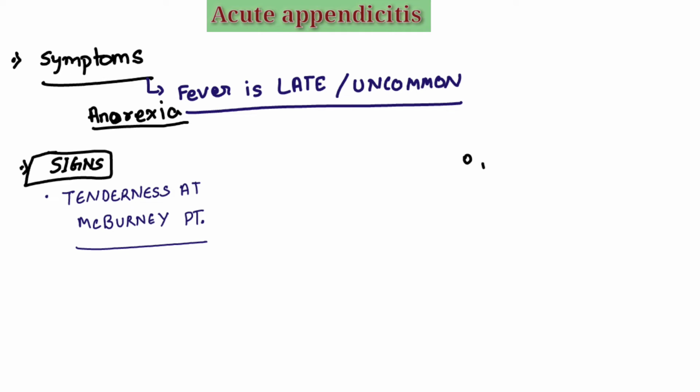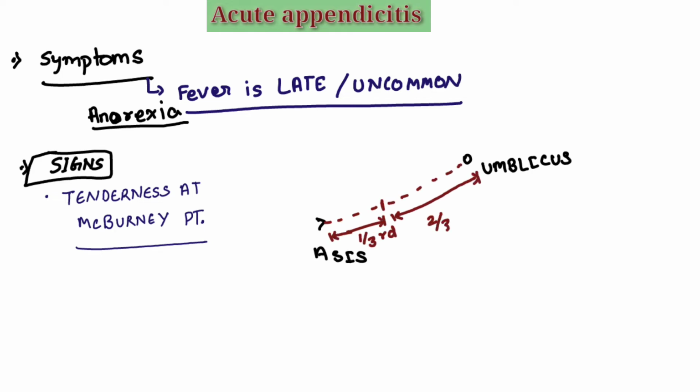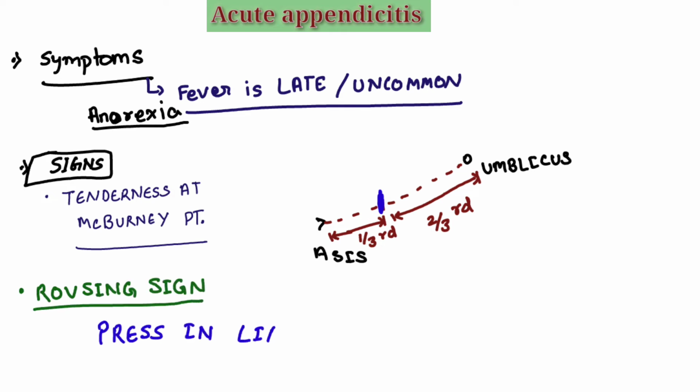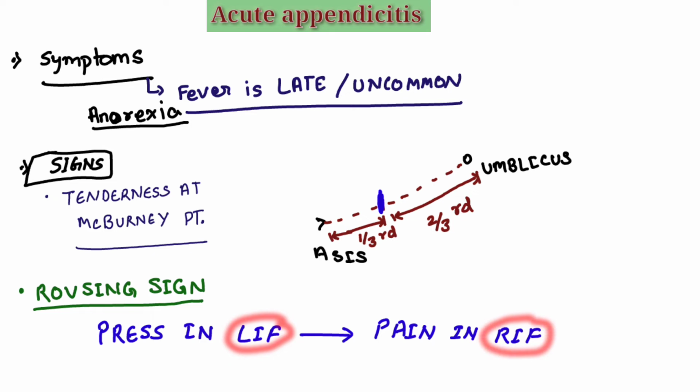So here is the umbilicus and this is the anterior superior iliac spine. So this is the line joining these 2 points, and the McBurney's point is situated at the lateral 1/3 and medial 2/3 junction. Here is the tenderness. You can have Rovsing sign. What is Rovsing sign? When we press the left iliac fossa, there is pain in the right iliac fossa. This occurs because of movement of air from the left side to the right side, and that irritates the appendix.